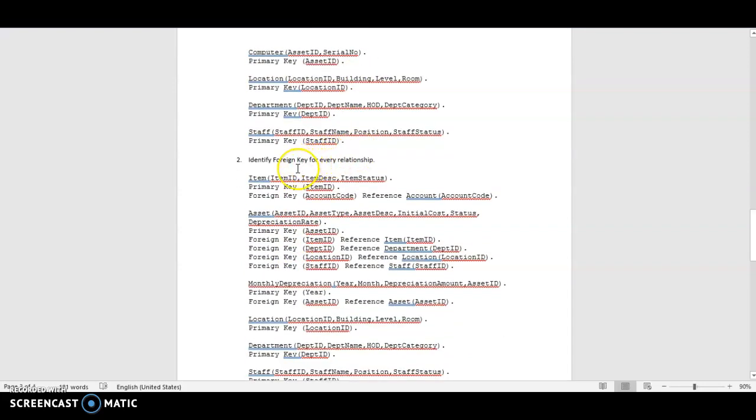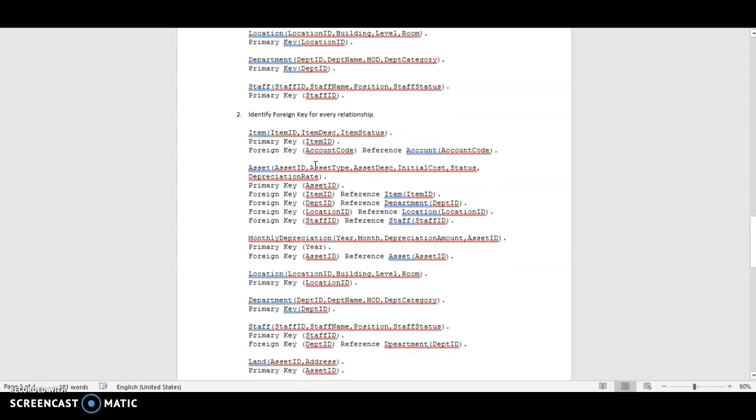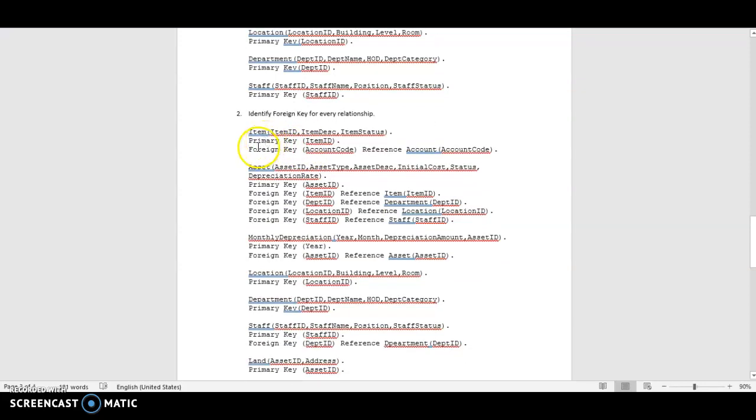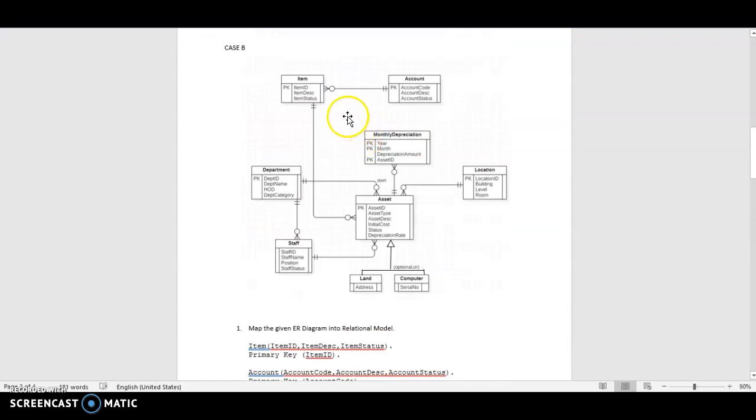Move to the next question, which is to identify the foreign key for every relationship. For the item, the primary key is the item ID and the foreign key is account code. This is about a relationship, where the one-to-one is the parent and the one-to-many is a child for the one-to-one. So the item is a child and account is a parent.